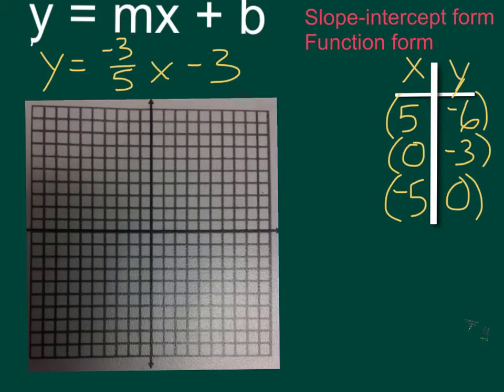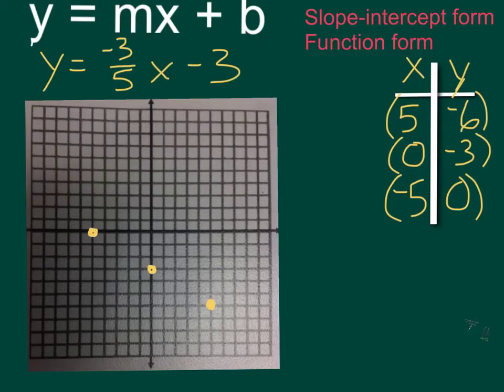So I have the point 5, negative 6. That's 5 on the x and negative 6 on the y. Then I have the point 0, negative 3. I recognize that that is on the y-axis, so that is my y-intercept. My next one is negative 5, 0. Negative 5 on the x, and 0 on the y.